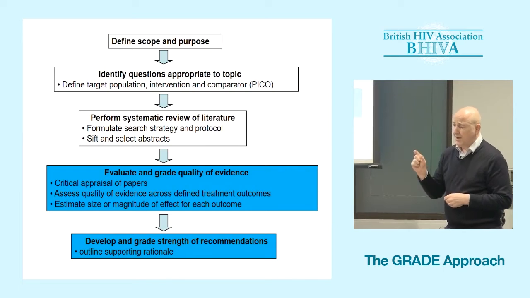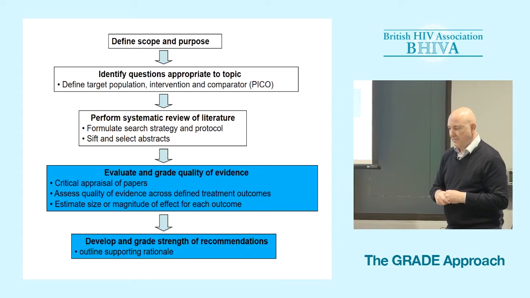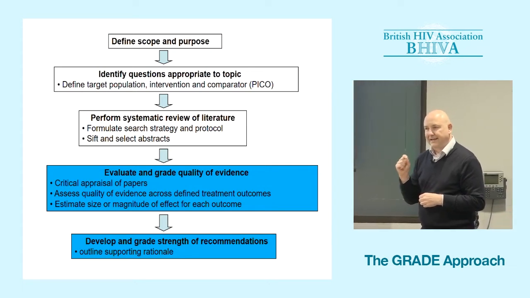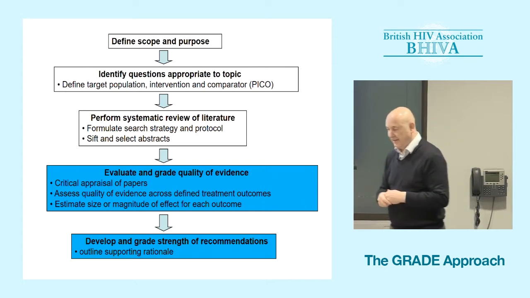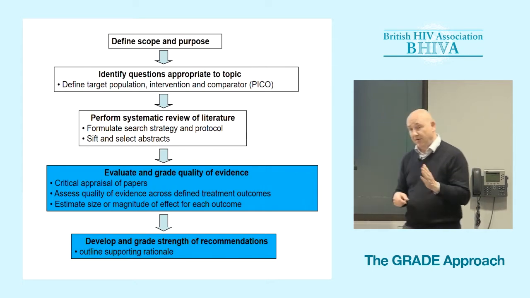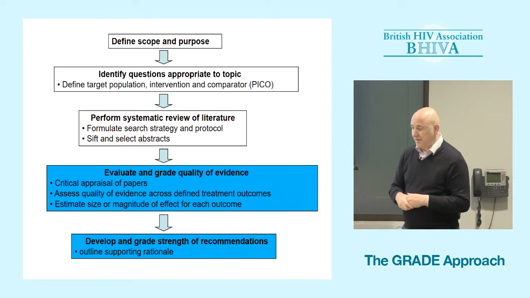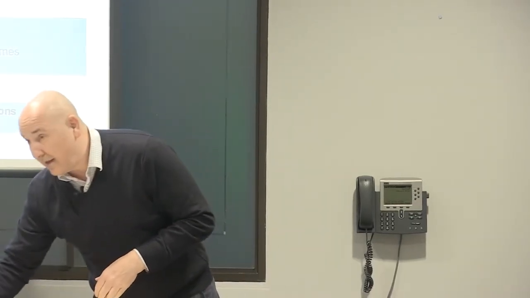And you look to see whether there's a difference in that effect for each outcome, and whether that difference in effect is clinically important. So there may well be something that's different, and it's significantly different, but it may not be clinically important. And then based on that, you can develop and grade your strength of recommendations with an outline of supporting rationale, which you then put into your guidelines.